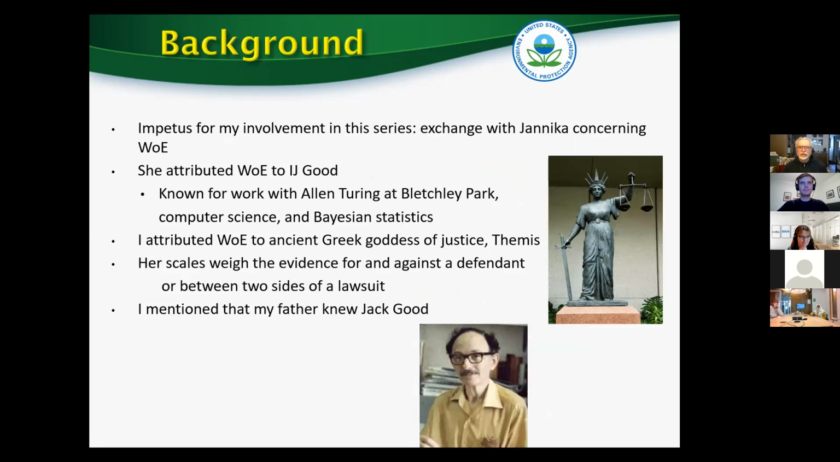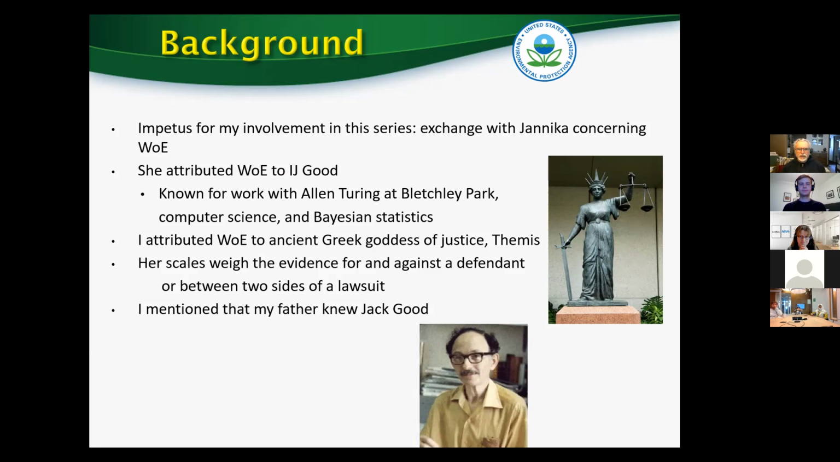The impetus for this talk, and I hope nothing critical is going to be covered up in these things, is a series of exchanges with Janneke about the origins of weight of evidence. She attributed weight of evidence to I.J. Good, who is a statistician and mathematician known for his work with Alan Turing on breaking the Enigma code, and contributions to computer science. He originated the idea that someday computers will be significantly smarter than humans, and he said that when we invent such a computer, that'll be the last thing we ever invent. And he made a lot of contributions to Bayesian statistics.